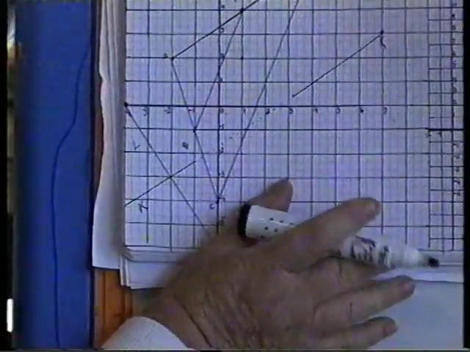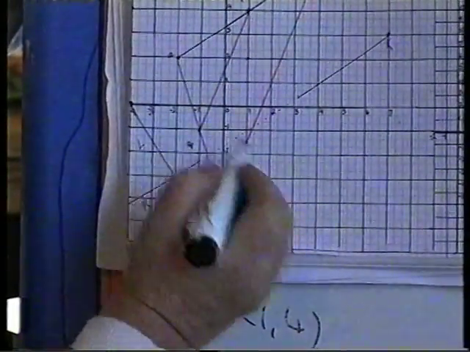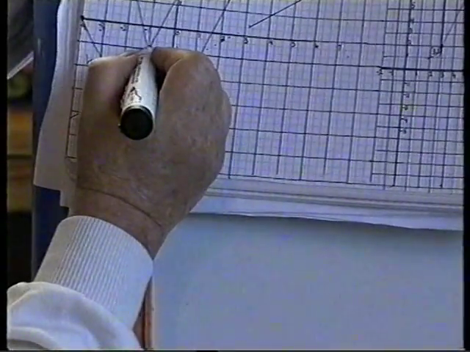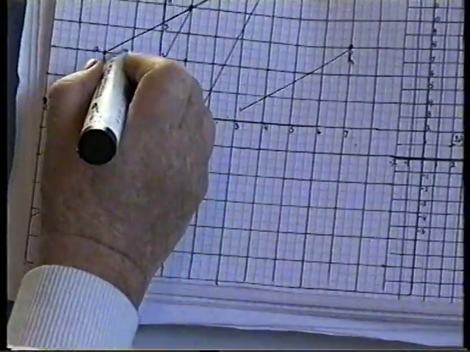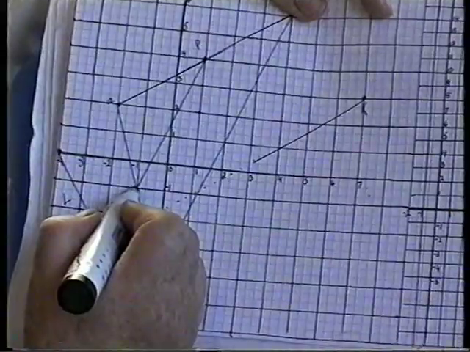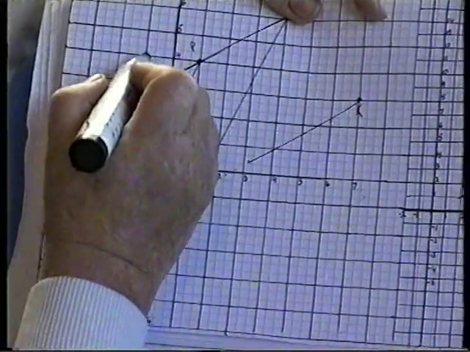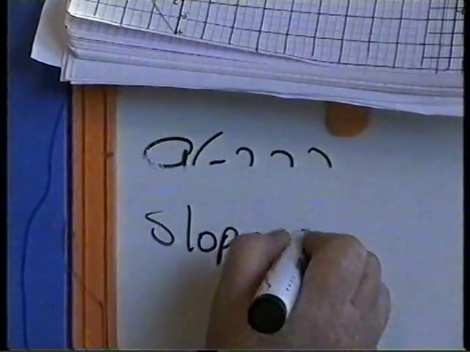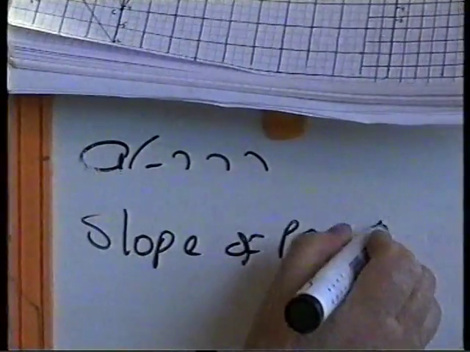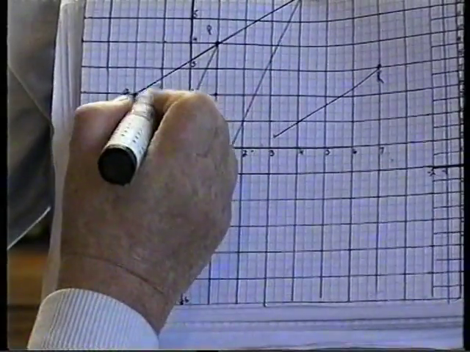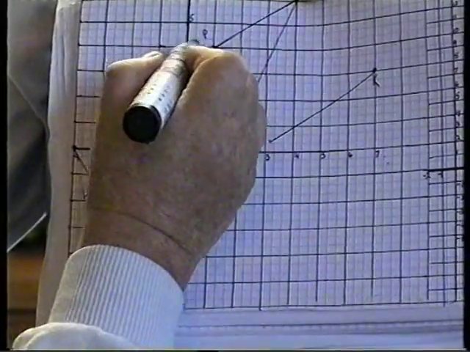But to prove it by slopes, we'll work out the slope between P and Q. To get from P to Q, you go up 1, 2, 3, 4, 5, sorry, and across 1, 2. So the slope of PQ is you're going up 5 and you're going across 2.